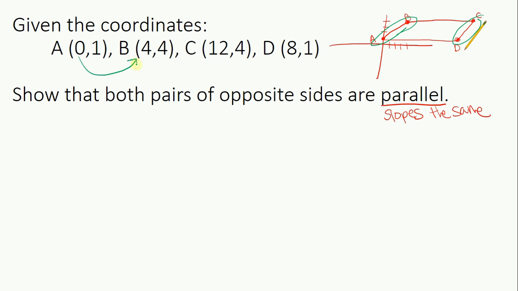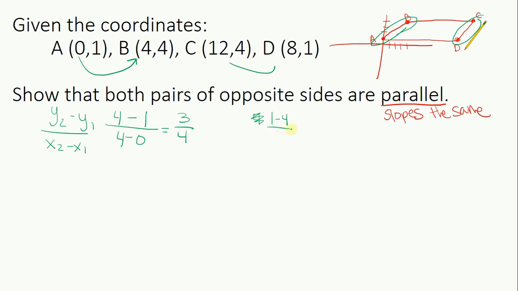So let's see what the slope is between A and B. Remember, the slope formula is y2 minus y1 over x2 minus x1. My y2 is 4 minus my y1, which is 1, over x2, which is 4, minus x1, which is 0. So I get 3 over 4. Let's see if CD has the same slope. If it does, then I know those two sides are parallel. So 1 minus 4 on top, and 8 minus 12 on the bottom. That's negative 3 over negative 4, and a negative over a negative is a positive. So they both have the same slope, 3 over 4.